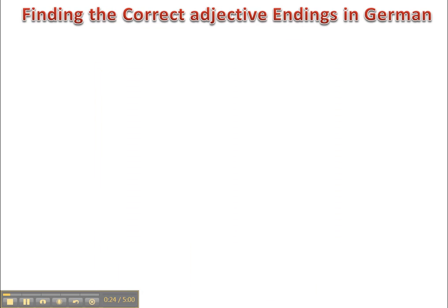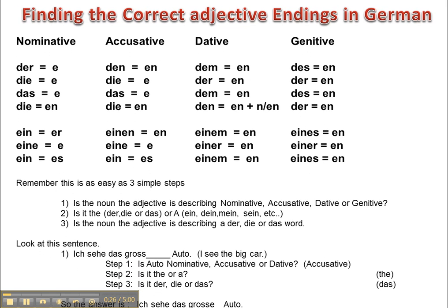Here we go. First of all, one way to look at finding the correct adjective endings in German, it's helpful to have a chart to look at when you are starting. Hopefully over time, as you get used to using the chart, then you don't need it anymore. You have it in your head. So today I'm going to just try to break it down a little bit for you.